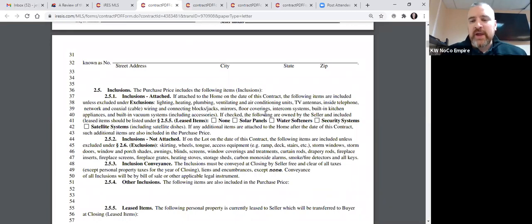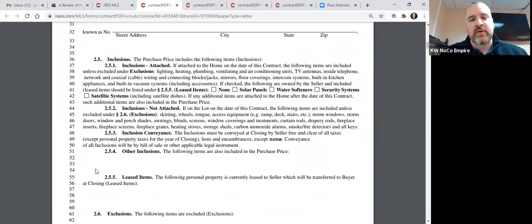And then if the following are owned by the seller and included, then you would check these boxes. If they are leased, you do not check these boxes. You would put them down in section 2.5.5. So if you happen to have a manufactured home that had solar panels on it, you've got to go figure out, okay, are these owned or are they leased? If they're owned, you would check the box. If they are leased, then you would list them down in 2.5.5.